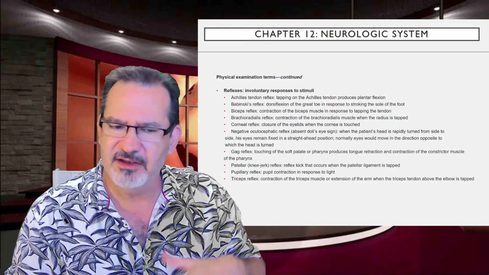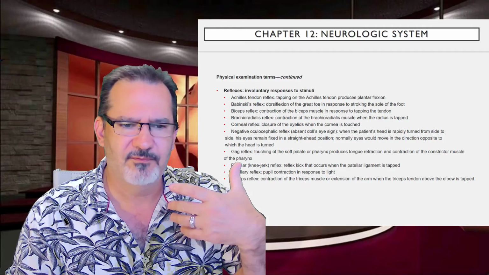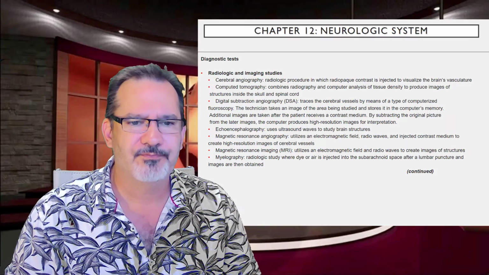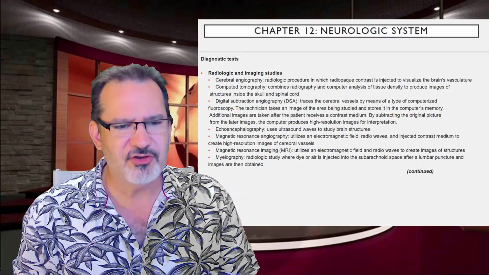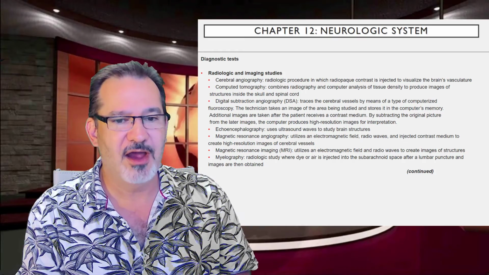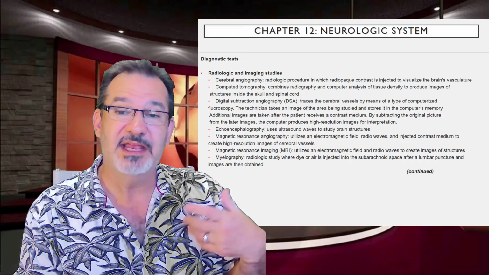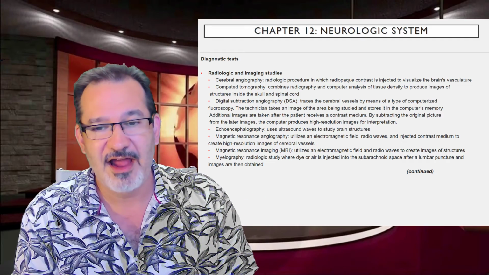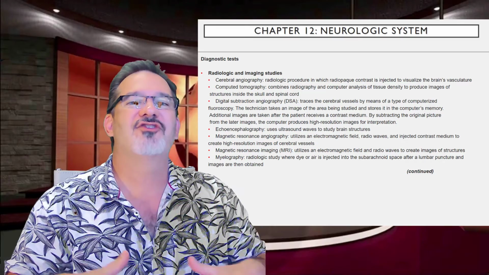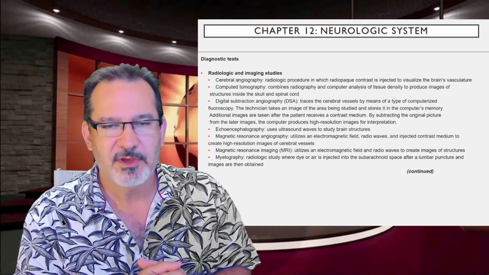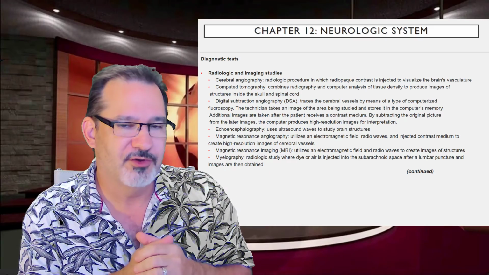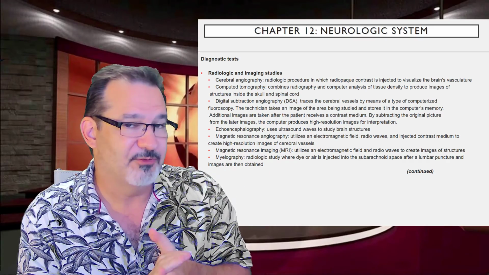The patellar reflex, the knee jerk, a reflex kick that occurs when the patellar ligament is tapped. So we would use a reflex hammer or reflex mallet for that. Same thing with the triceps reflex and the biceps reflex. Okay. Some of the imaging studies that we do: angiography, cerebral angiography. This is where we inject contrast dye or contrast media to visualize the vasculature of the brain. That contrast media will light up the vessels of the brain so that we can make assessments on that.